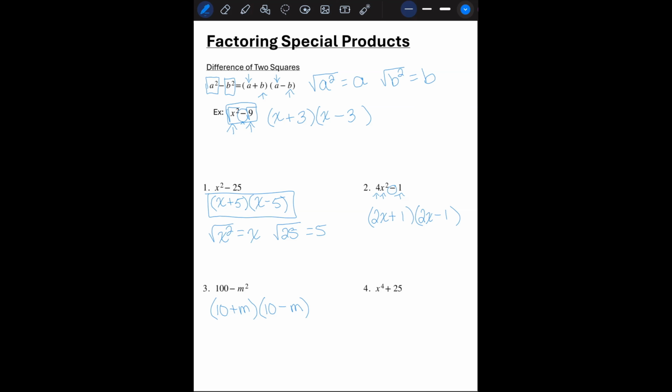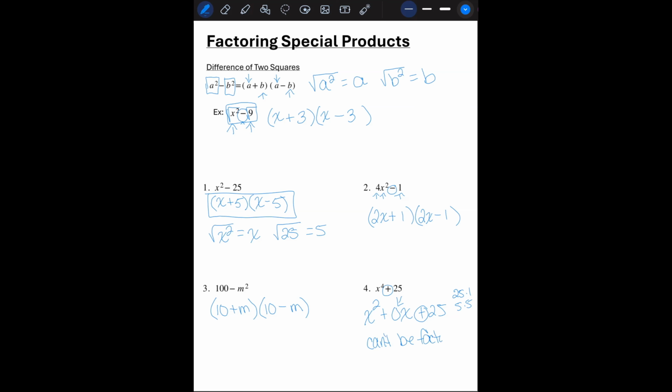All right, number 4 is a little different though, because I have x to the 4th plus 25. I don't have a minus in between these two perfect squares. And if you think about this, I don't have an x, I'm missing that. The only thing that multiplies to make 25 is 25 and 1 or 5 and 5. Neither of those will add to make 0. So therefore, this can't be factored.